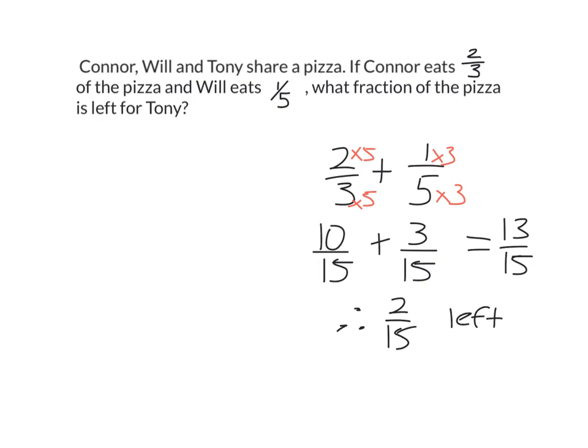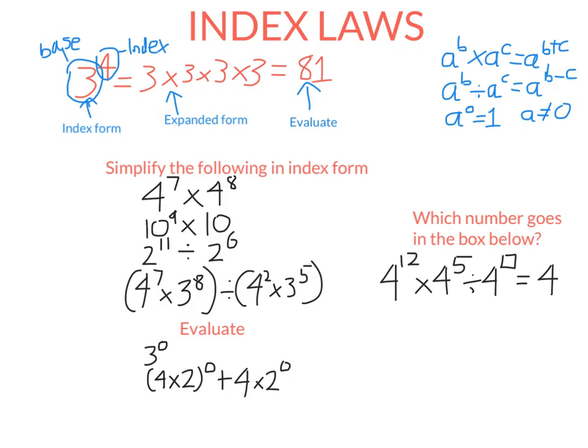All right, that's all for fractions. Let's move on to indices. So we're now looking at index laws, but let's understand what an index is. So something like 3 to the power of 4 means 3 times 3 times 3 times 3. It means you times this number, called the base, by itself this many times, which is called the index.